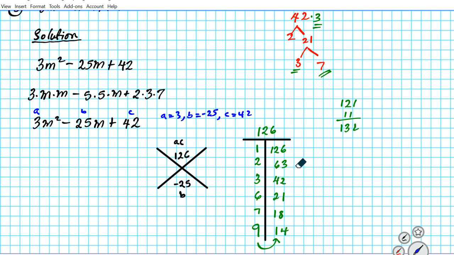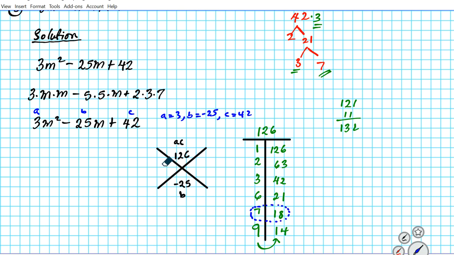Now let's inspect and see which pairs give us 25. All right, the first one gives us 127 or 125, no good. The next pair gives us 65 or 61, no good. Next pair gives us 39 or 45, no good. Next pair gives us 27 or 15, no good. The next pair gives us 25, oh, there you go, or 11. Jackpot. We have the pair that we desire, which is 7 and 18.